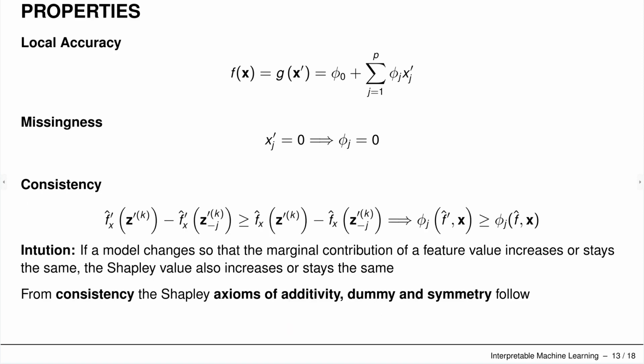So that means that if a model changes so that the marginal contribution, the feature value, increases or stays the same, the Shapley values also increase or stay the same. And from consistency, you can see that the axioms of additivity, dummy, and symmetry follow. So SHAP values have all the properties of Shapley values, and in addition, we have the missingness.